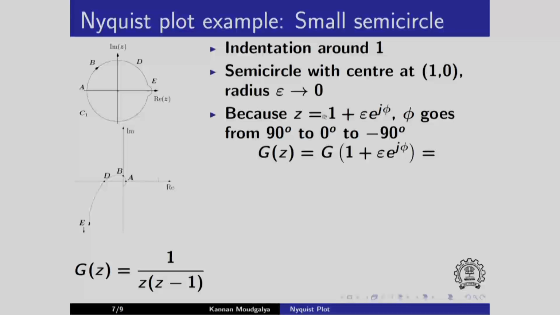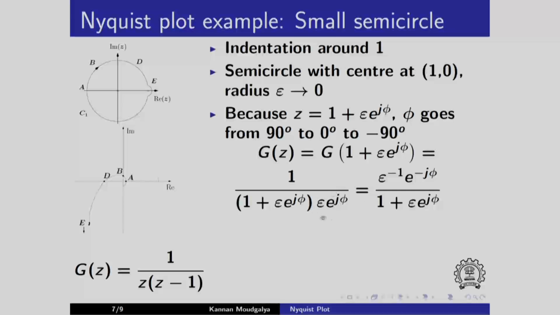So let us substitute for z in this expression, G evaluated at 1 plus epsilon e to the j phi. When I substitute in the place of z this whole thing, I get this, and when I subtract 1, I get this second term. Let us simplify this. What I have done is I have taken this term to the numerator, so it becomes epsilon to the power minus 1. The second term becomes exponential minus j times phi. The second term is retained as it is.